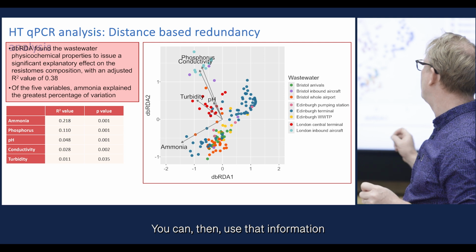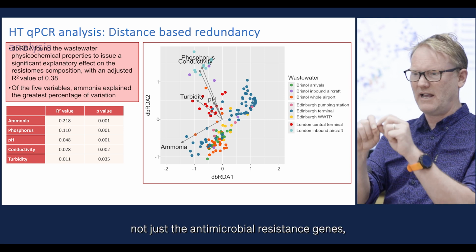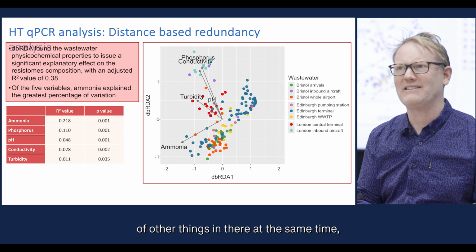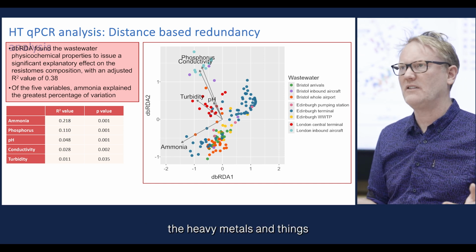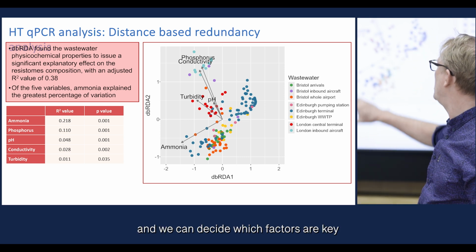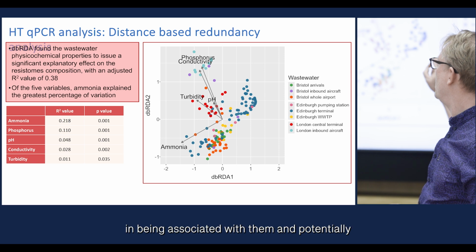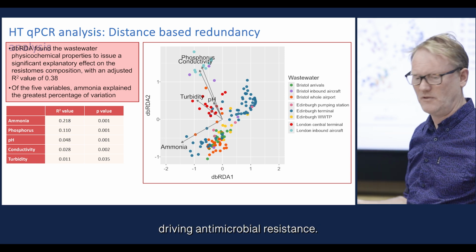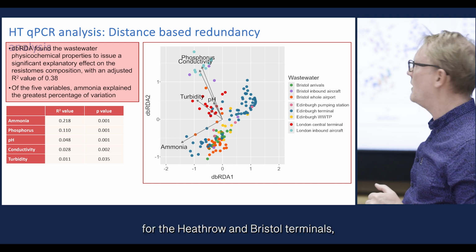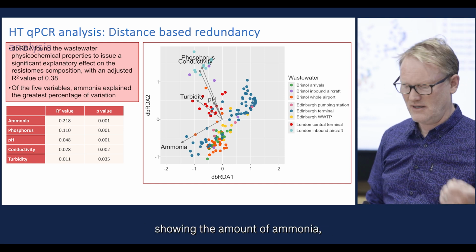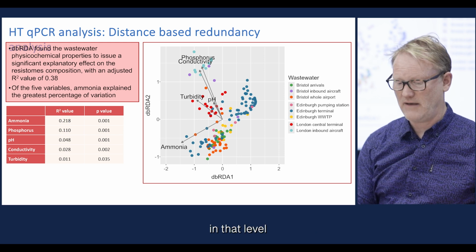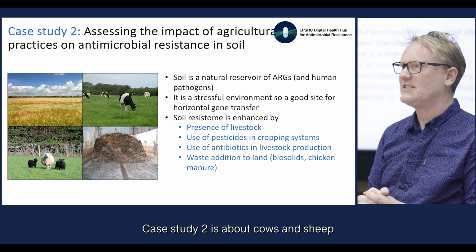You can then use that information and look at not just the antimicrobial resistance genes, but once we've got our wastewater sample, we might as well analyse loads of other things in there at the same time, the chemistry and the heavy metals and things that might drive resistance. So we can look at those and we can decide which factors are key in being associated with and potentially driving antimicrobial resistance. This is one of these scatter plots, again for the Heathrow and Bristol terminals, showing that the amount of ammonia in this case seems to be correlated with driving certain levels of antimicrobial resistance genes.